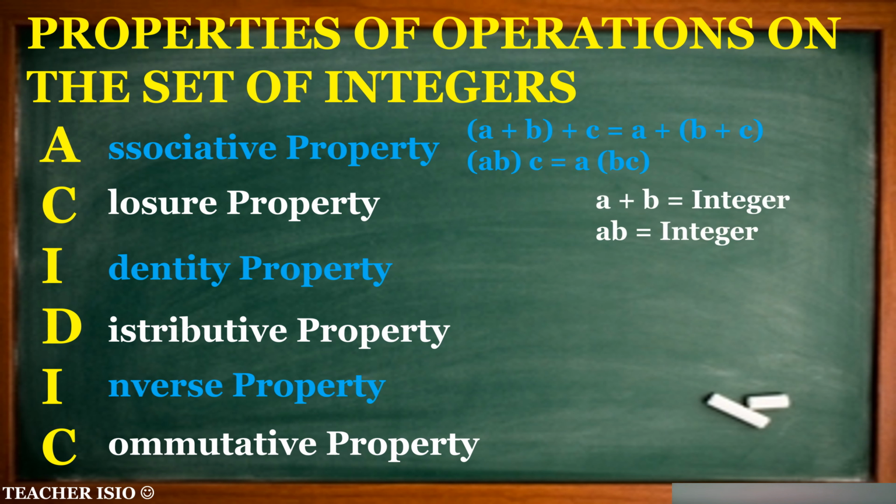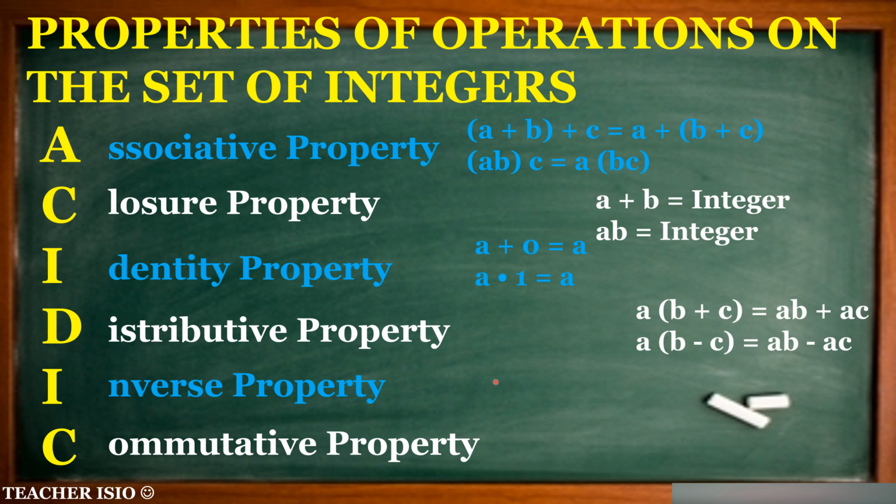Next, let's have closure property. Under closure property of integers, we have A plus B and the answer or the sum must be an integer. The product of A and B must be an integer. Next, we have identity property. So we have A plus 0 equals A, A times 1 equals A.